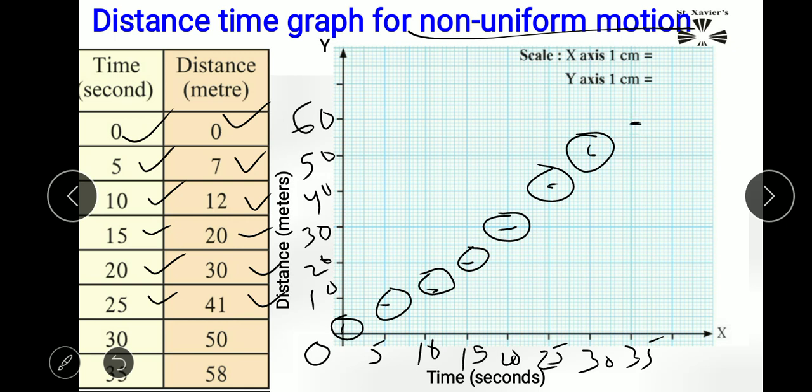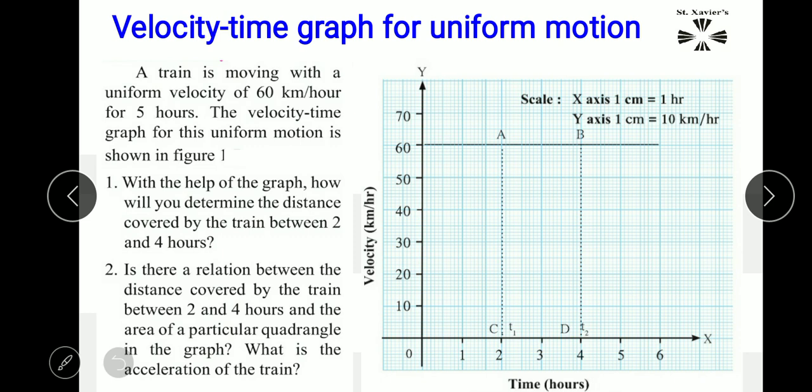Students, when you see this, the graph is not straight. So when you plot the distance-time graph for non-uniform motion, you will not get a straight line. So you can say the distance-time graph for non-uniform motion is not a straight line. Students, let us continue and see ahead.